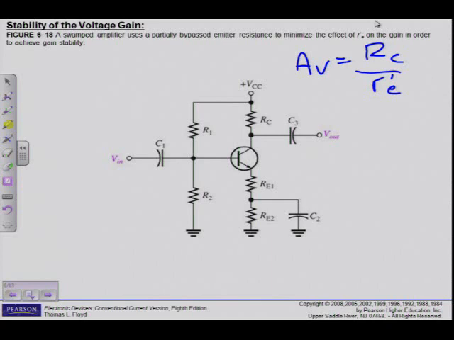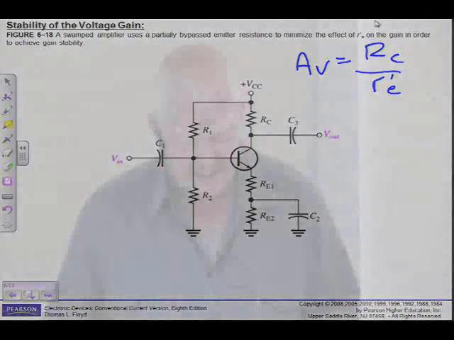sentences as well. Stability is a measure of how well an amplifier maintains its design values over changes in temperature or for a transistor with a different beta. We've discussed that already as well. We know that beta is not constant, influenced by collector current and temperature and so forth.